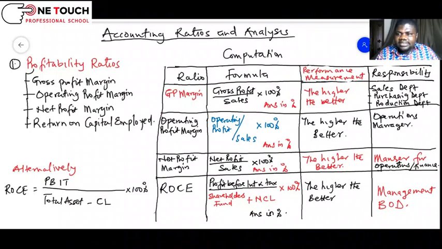Profitability ratios. Let's quickly run through the rest. Then when we get to analysis, we take our time to learn how to analyze. Profitability usually has a link to most of the ratios. That is why I have to take my time like this under profitability. Let's look at liquidity.